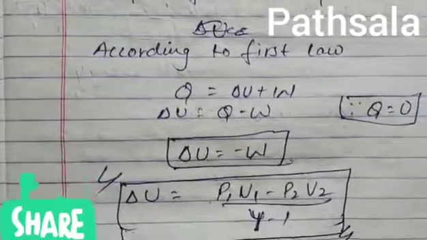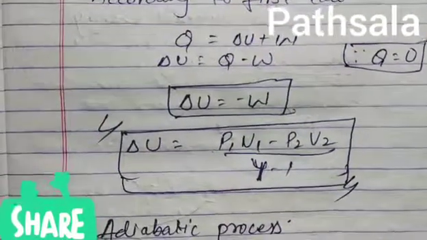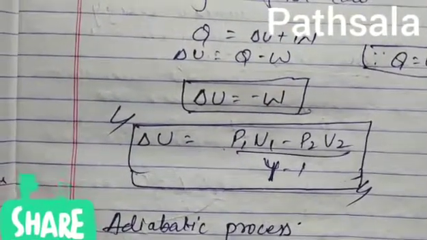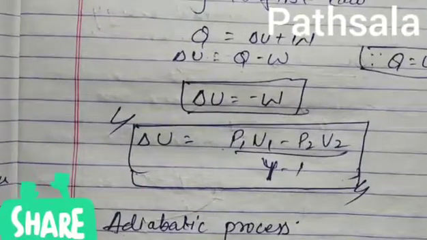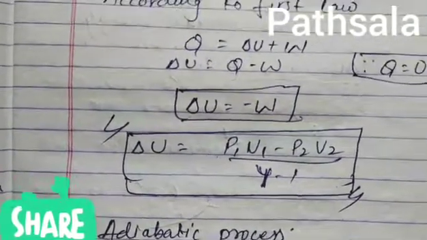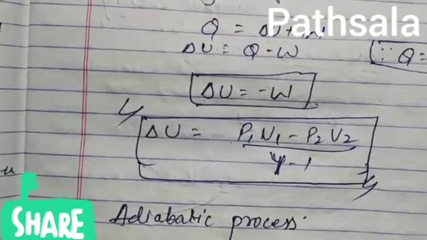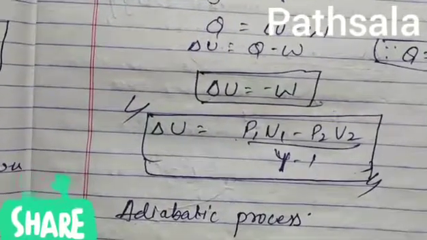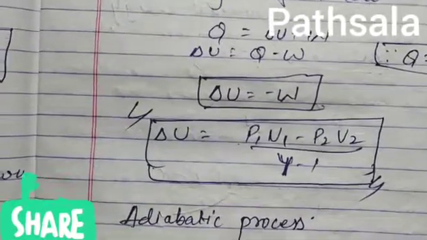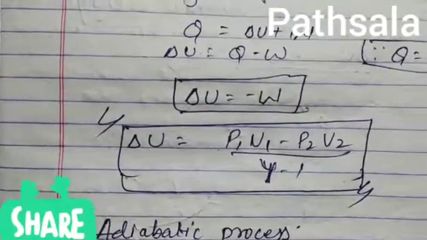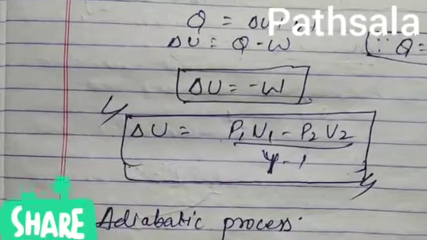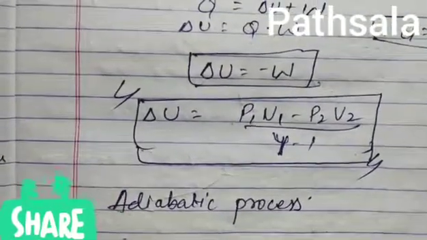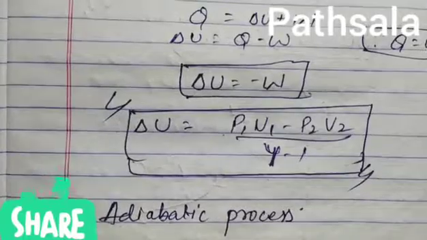According to the first law of thermodynamics, Q is equal to dU plus W. As we know, the first law of thermodynamics says Q is equal to internal energy plus work done. Internal energy is equal to heat supply minus work done, and internal energy is equal to minus W, because heat supply is equal to 0. So for internal energy we get P1 V1 minus P2 V2 upon gamma minus 1. That is the adiabatic process. Now we proceed to the polytropic process.